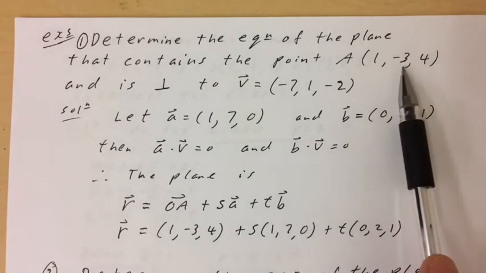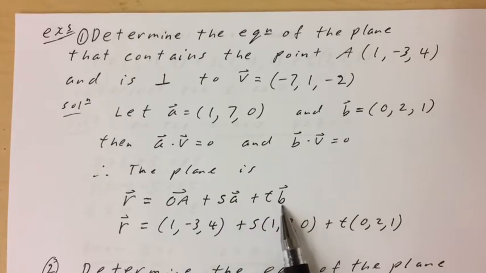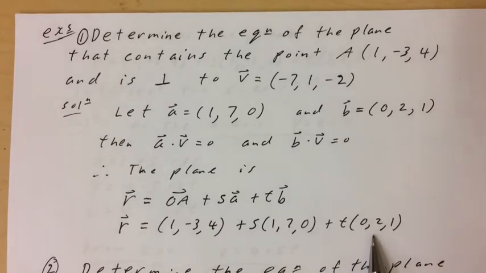And we have it going through the point A, so our vector equation would be r equals OA plus sa plus tb, and here are the values that you plug in for that.